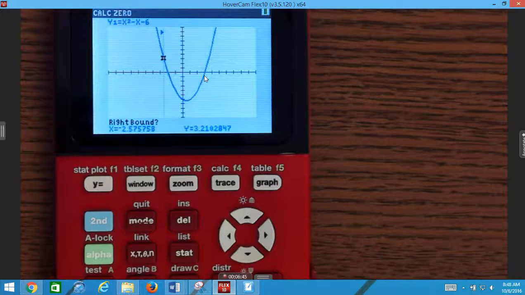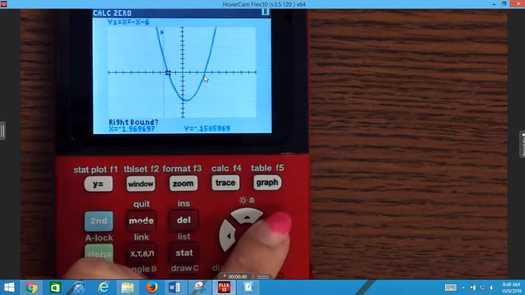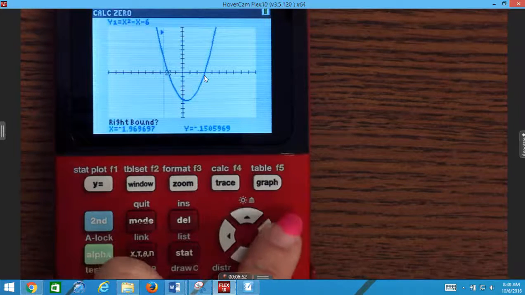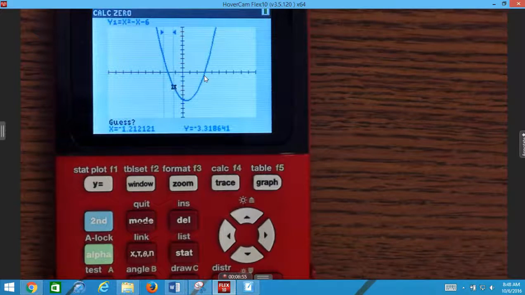And then it says the right bound. So wherever that x-intercept is, I'm now going to hit my right arrow over. I'll be right there. And then hit enter. And now it should pull up a window that the calculator is looking in between to find your x-intercepts.